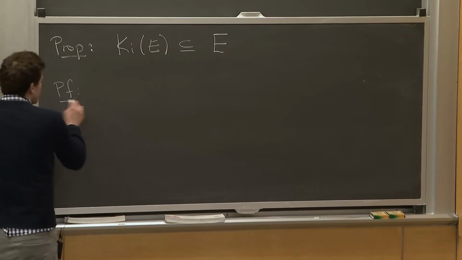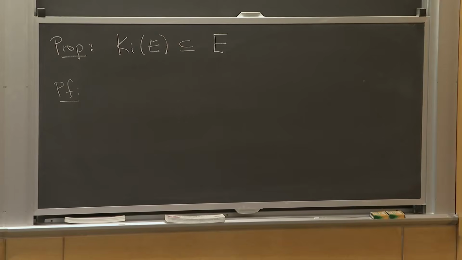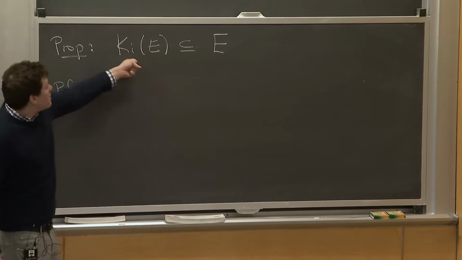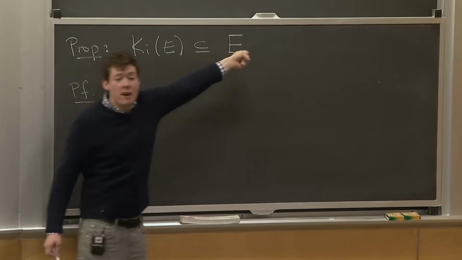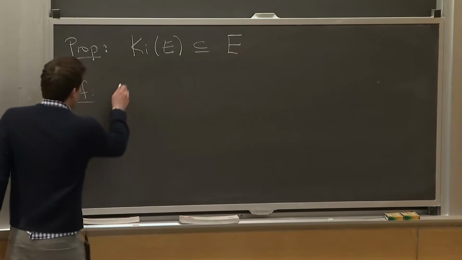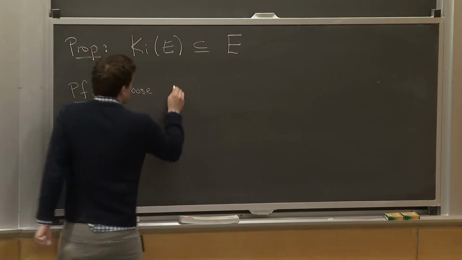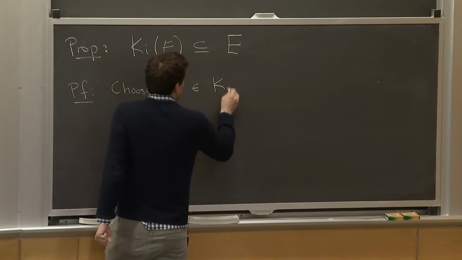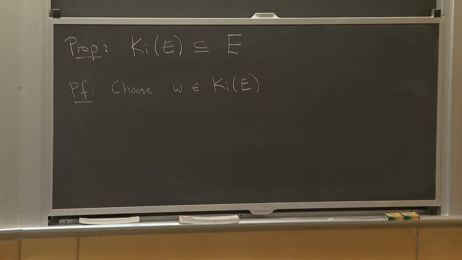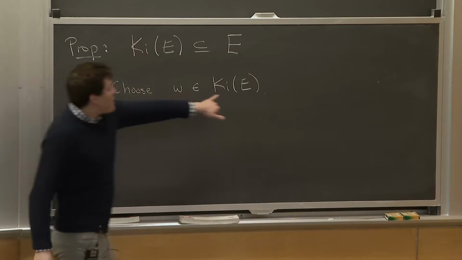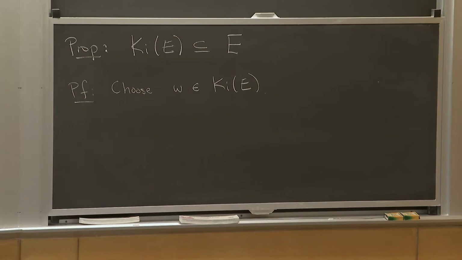And the proof of this is conceptually maybe hard, but mathematically pretty straightforward. We want to argue that this set is a subset of this set. So we're going to take an arbitrary element in this set and argue that it must be in this set. Okay? So let's choose some state omega that's in Ki of E. And now let's just apply our definition. What does it mean that state omega is in Ki of E? If we apply our definition, what can we conclude about omega?